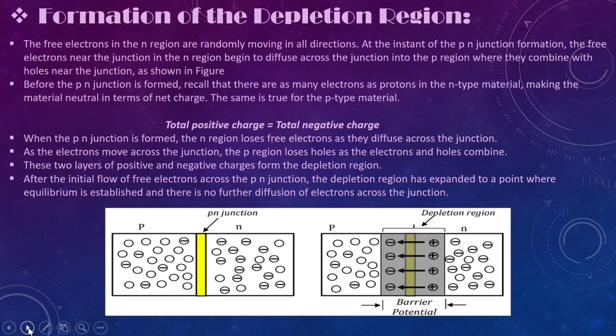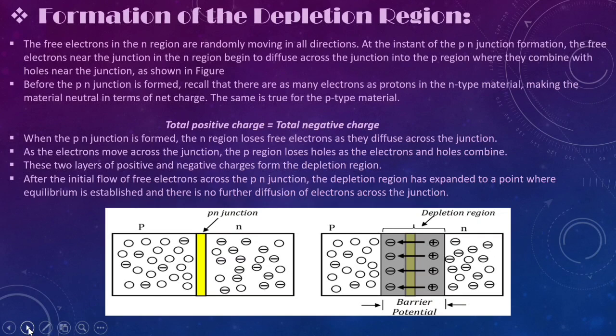After the initial flow of free electrons across the p-n junction, the depletion region has expanded to a point where equilibrium is established and there is no further diffusion of electrons across the junction. The reason behind this is, as electrons continue to diffuse across the junction, more and more positive and negative charges are created near the junction as the depletion region is formed.